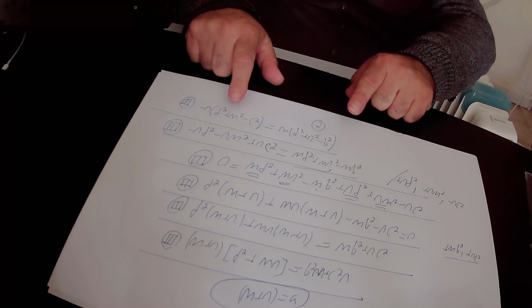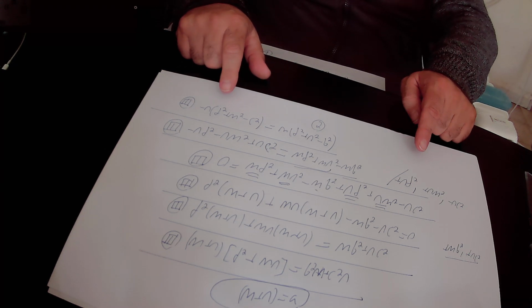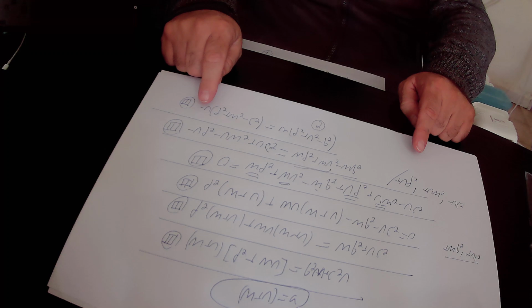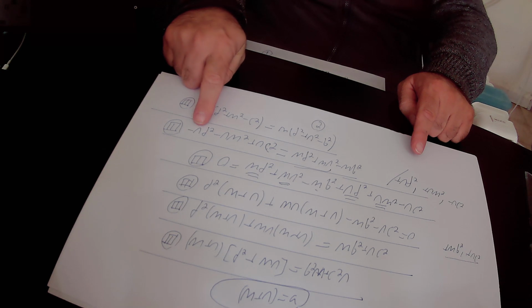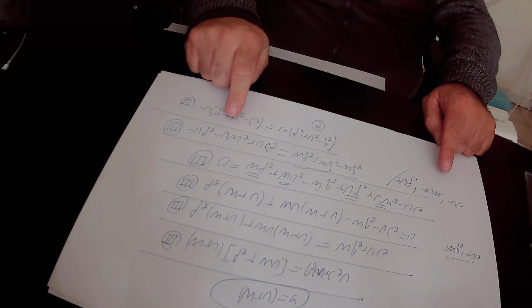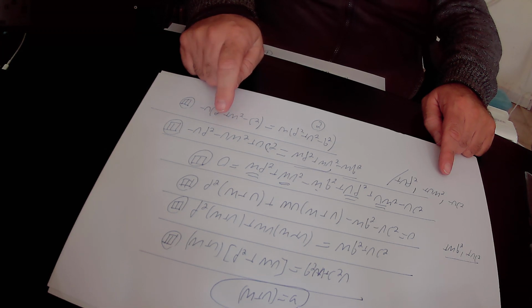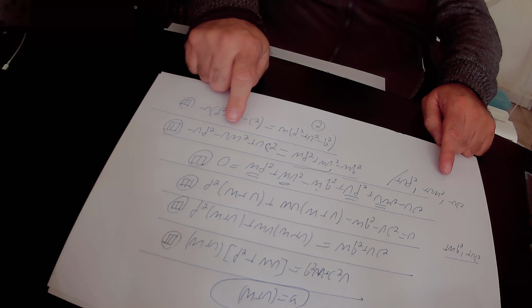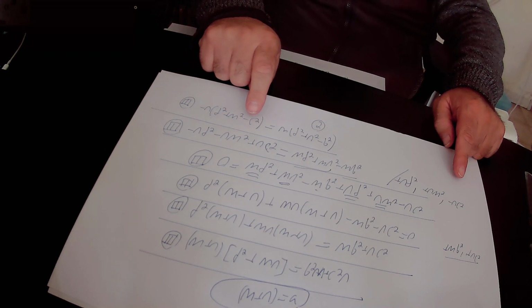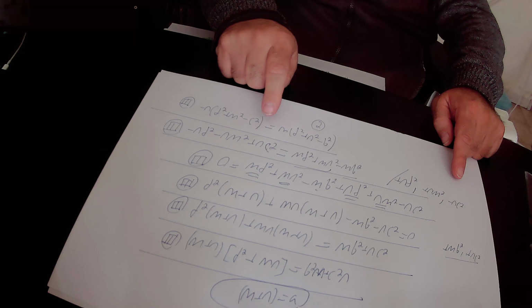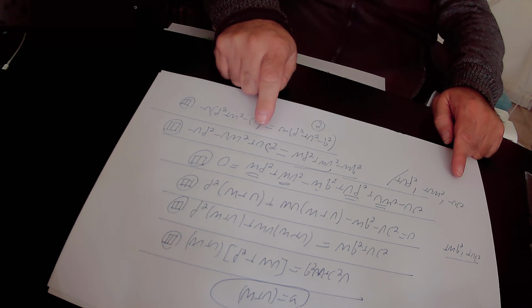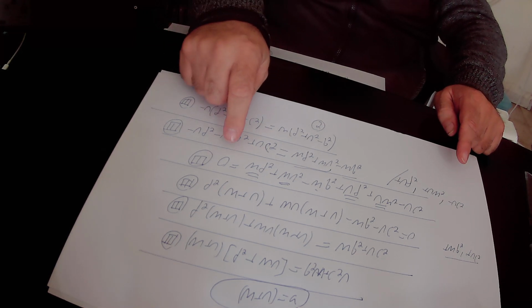Then we added nd squared to equation number 3, so we focus on this side. We have nd squared minus nd squared, which is 0. We added also nm squared, so here nm squared minus nm squared is 0. And we added nc squared, so we have nc squared minus nc squared, which is 0. So on this side of equation number 3 we have 0.